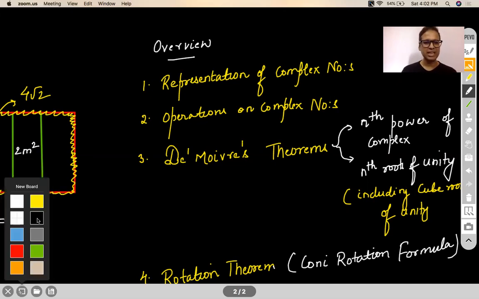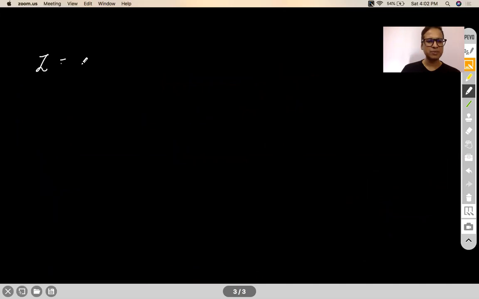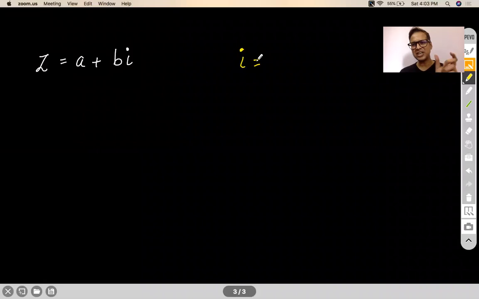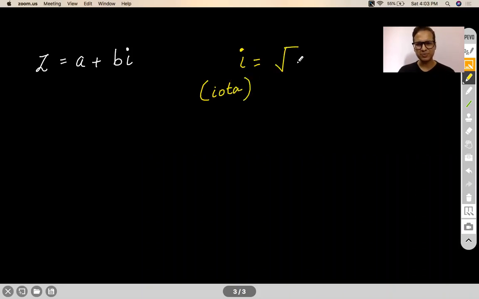All right. So what is a complex number? A complex number is actually a two-dimensional number, a plus bi. Now here you are seeing something very interesting. What is i? Now i is basically the first letter of the word imaginary. Many people call it iota also. It is under root of minus one.